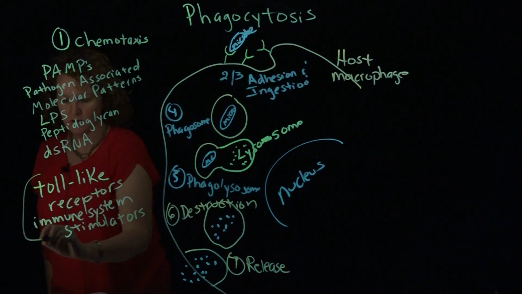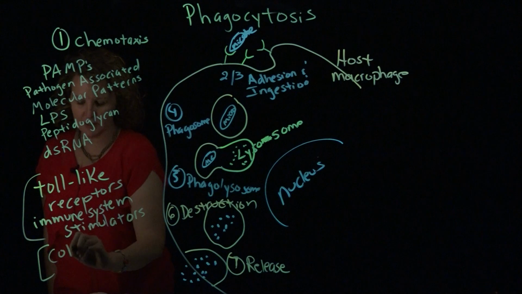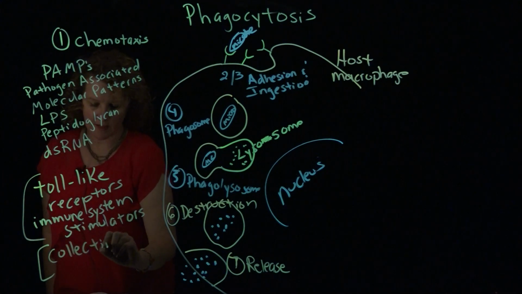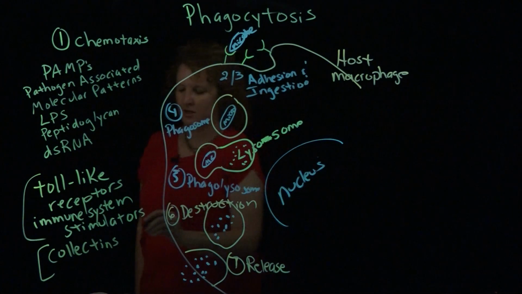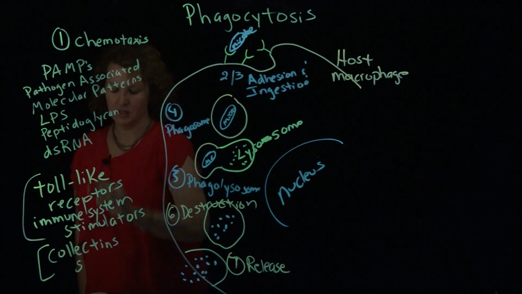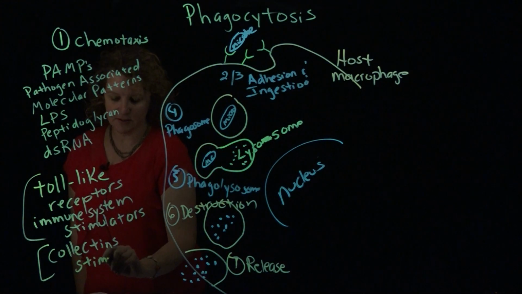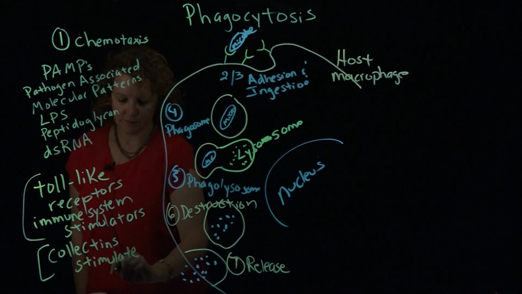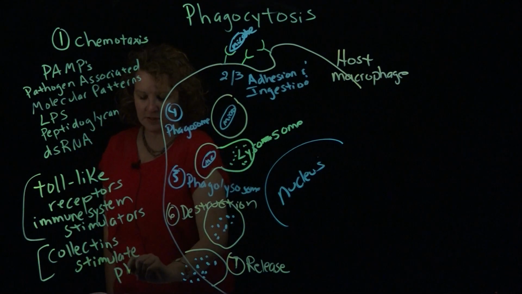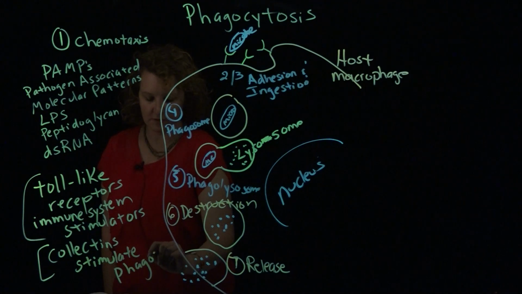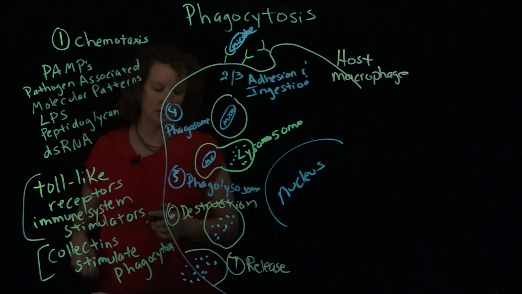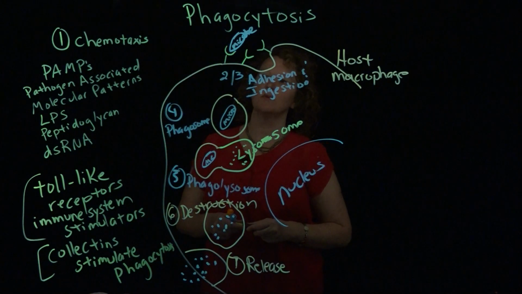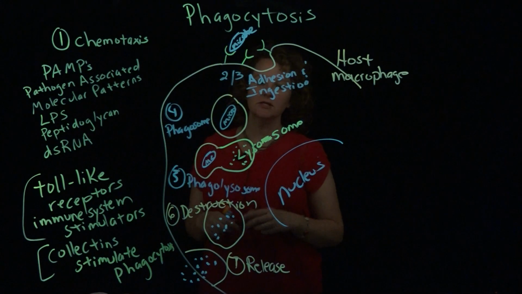There's another group of compounds called collectins that also bind to microbes as well, but they are not attached to a cell, but they help stimulate. I mentioned the chemotaxis and that adhesion, so it helps stimulate phagocytosis. And these are just free-floating chemicals within the white blood cell system. Okay, so that's kind of an overview.